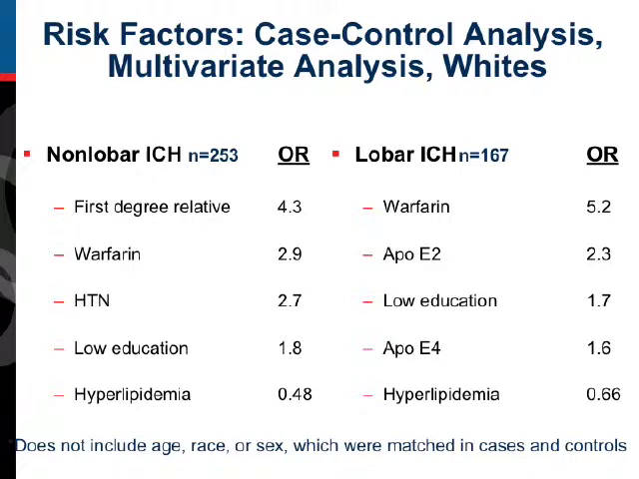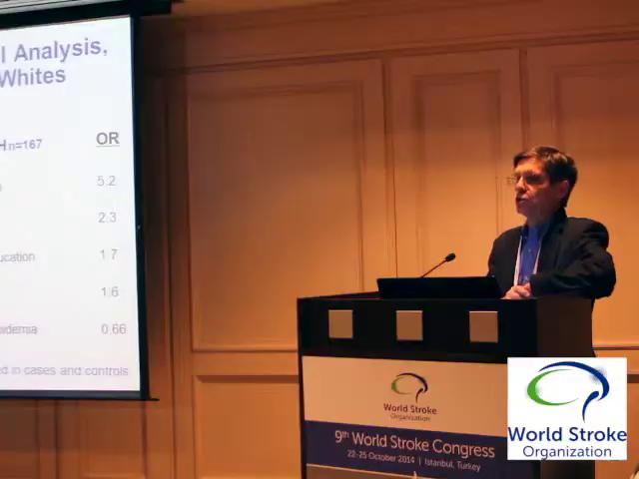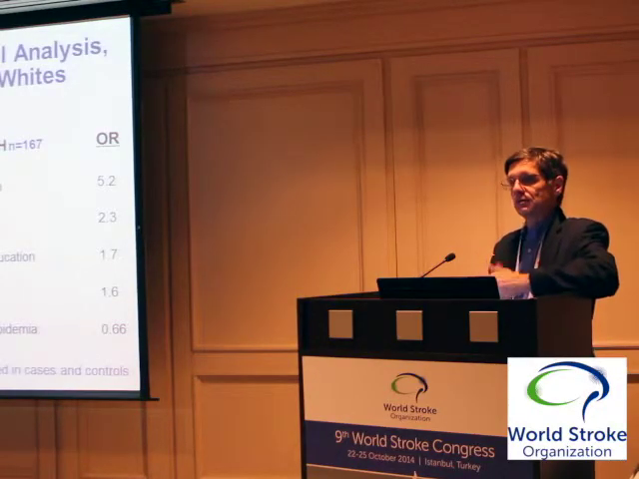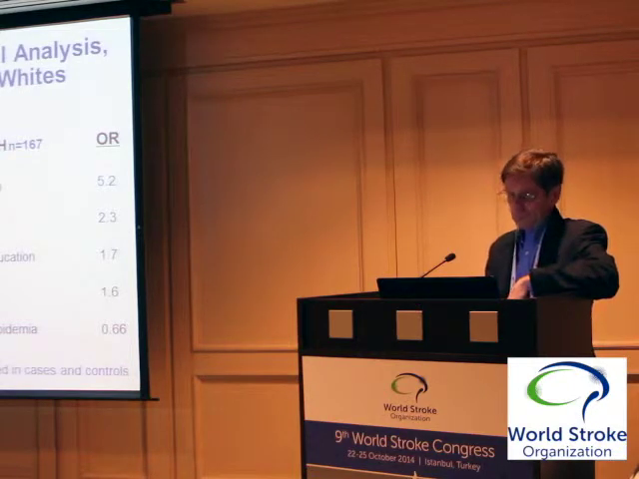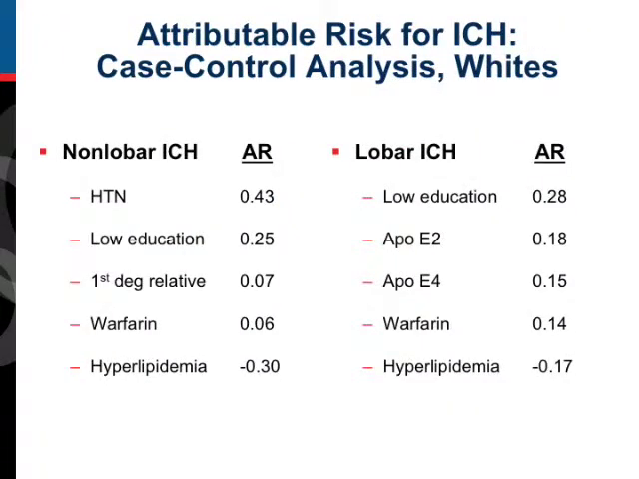And the reason probably is in lobar ICH, many of the cases are due to amyloid angiopathy, which, unfortunately, until more recently we haven't had imaging that helps us make that diagnosis, whereas most of the non-lobar ICHs are probably due fundamentally to hypertensive vasculopathy or small vessel deep arterial disease. And we see when you look at attributable risk, it's also quite different between the two locations.